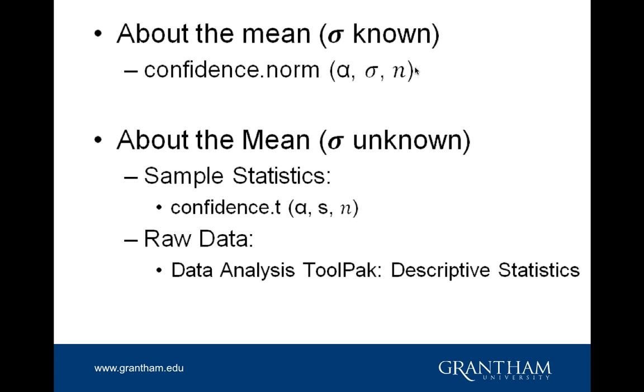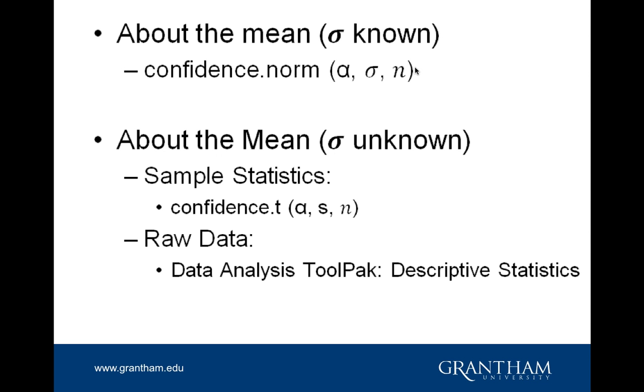Now, last time we talked about the formulas that we would use in Excel if we were to come up with the confidence intervals about the mean. The first one on the PPT is when the sigma is known, and we would use the formula listed there. But when the sigma is unknown, which is most commonly the case, then we would use the formula there with confidence.t.